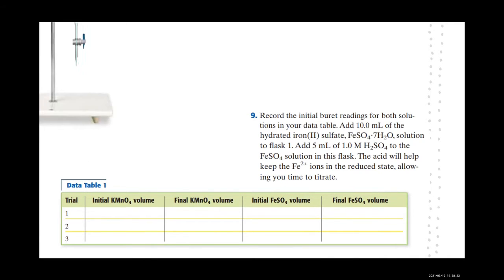Record the initial burette readings for both solutions in your data table and add 10 milliliters of the iron 2 sulfate solution to flask number 1. In addition, you're going to add 5 milliliters of 1 molar sulfuric acid to the iron 2 sulfate solution. The acid will help keep the iron 2 plus ions in a reduced state, so it allows you some time for your titration. So here are our initial readings from the burettes.